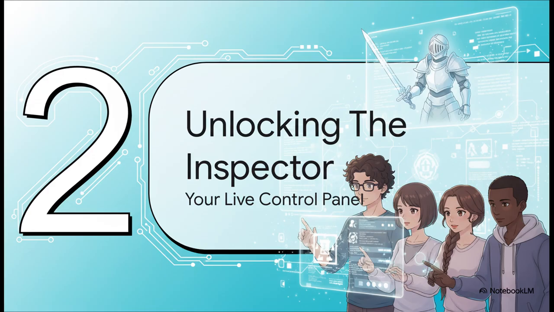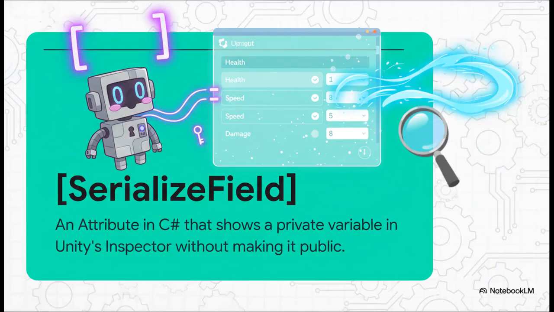You know that panel on the right side of the editor, the one you use to change positions and add materials? Well, it can be so much more than that. It can become your live control panel, a direct link into the very brain of your game scripts. It allows you to tweak and tune variables on the fly while your game is actually running. And the key to this lock is one single powerful command: serialize field.